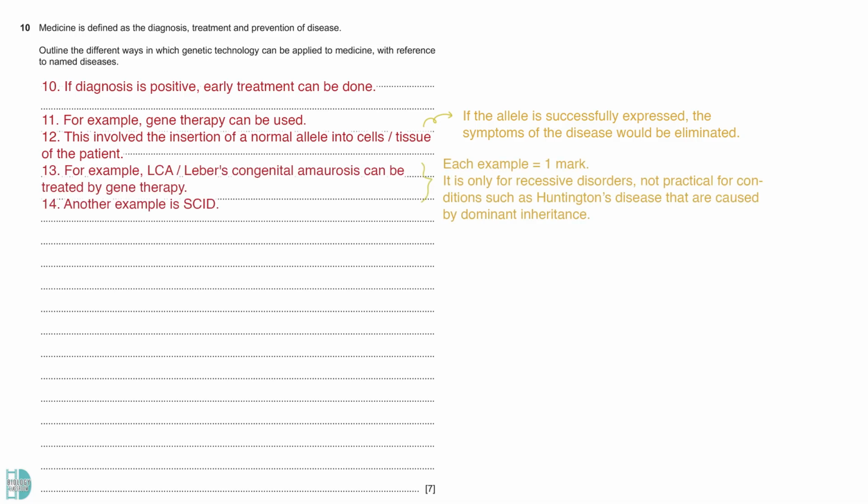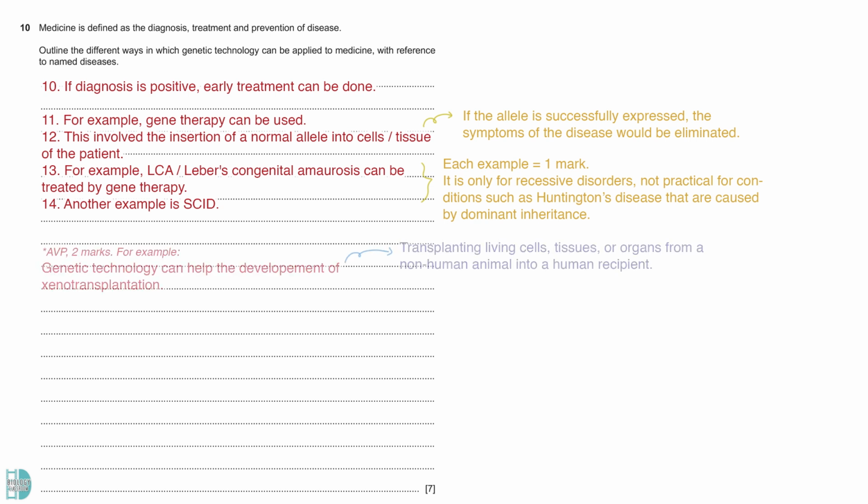Genetic disorders such as LCA and SCID can be treated this way. Note that this is not practical for conditions such as Huntington's disease that are characterized by dominant inheritance. There are two marks for AVP. For example, you can talk about xenotransplantation. It is a procedure that involves transplanting living cells, tissue, or organs from a non-human animal into a human recipient.